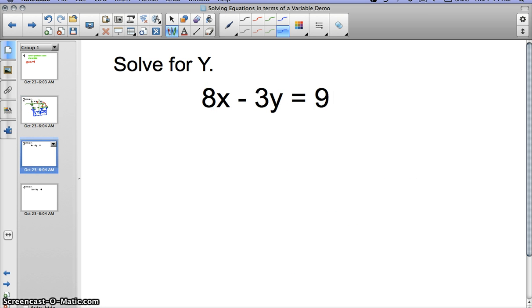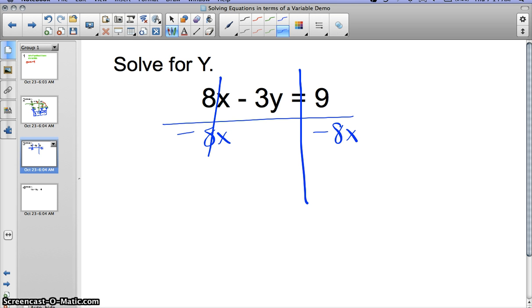Alright, let's try another one, just to make sure everybody's on the same page. So again, we're going to solve for y. Alright, t-chart, just like we did before. We're going to subtract 8x from both sides. Remember, those just cancel out. We have negative 3y. Do not forget the negative sign. That's a big piece that everybody seems to drop.